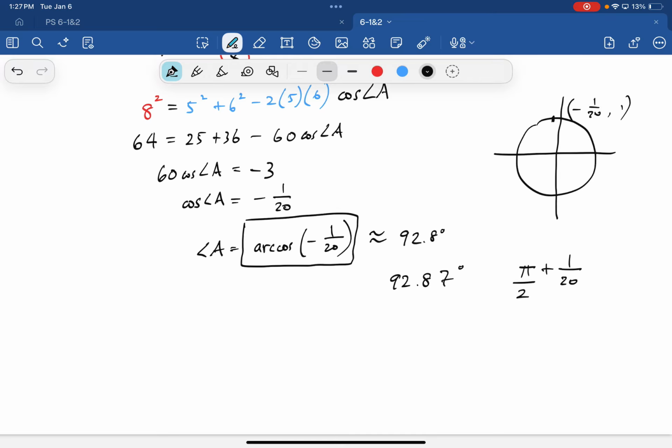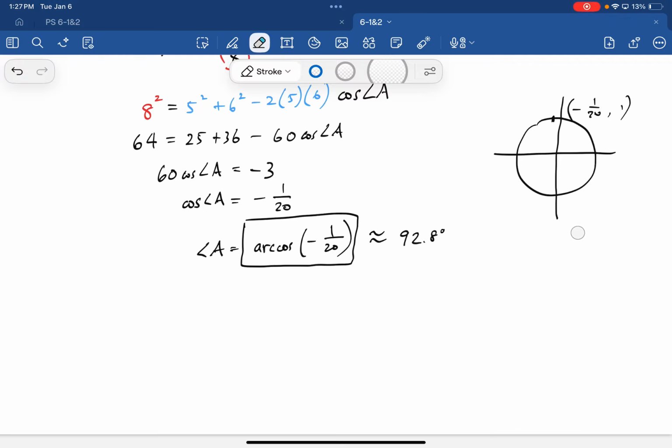Yeah, we have to simplify the fraction. Yes, you have to simplify fractions. So 3 over 60 is 1 over 20.